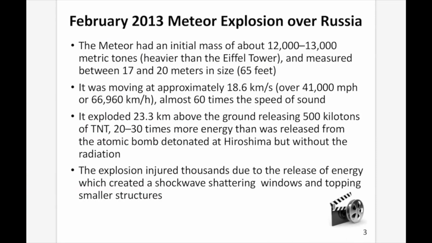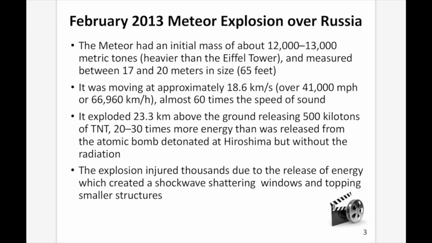Now, in February 2013, there was a very interesting meteor explosion over Russia. The meteor had an initial mass of about 12,000 to 13,000 metric tons, so it's heavier than the Eiffel Tower, and it measured between 17 and 20 meters in size. It was moving at approximately 18.6 kilometers per second, so that's over 41,000 miles per hour, almost 60 times the speed of sound. It exploded 23.3 kilometers above the ground, and it released 500 kilotons of TNT, 20 to 30 times more energy than was released from the atomic bomb detonated at Hiroshima, but without the radiation.